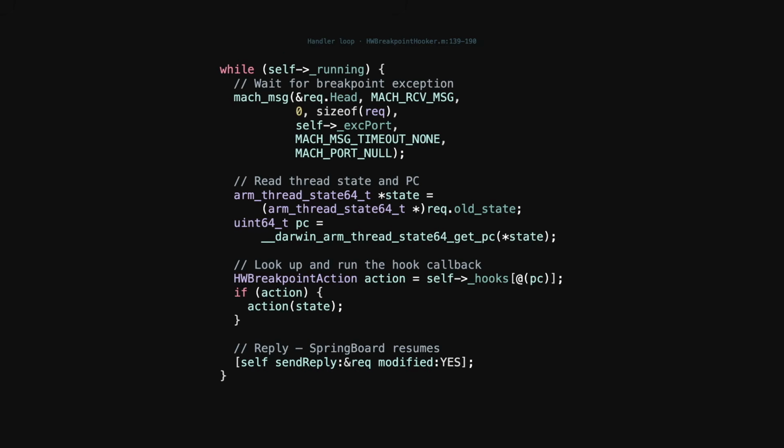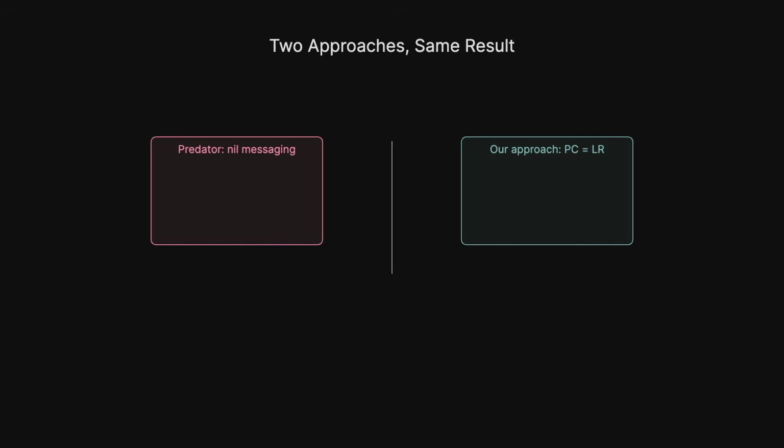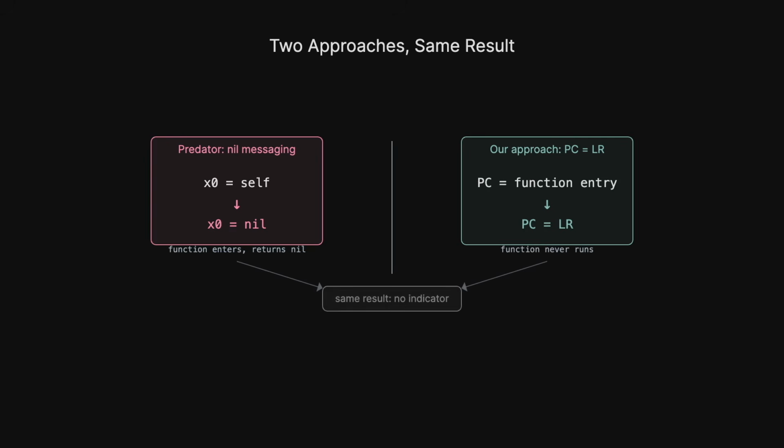So the handler calls a callback. But what should that callback actually do? There are two ways to kill a function from outside. Both approaches kill the indicator. The difference is that nil messaging lets the function enter and silently return nil, while PC equals LR skips the function entirely. I went with PC equals LR.